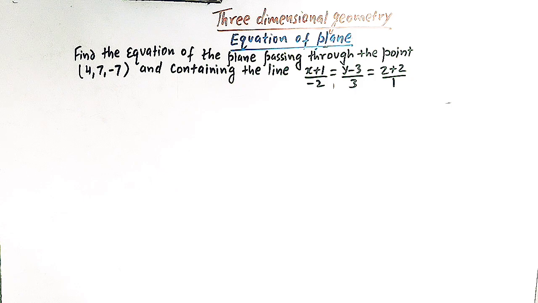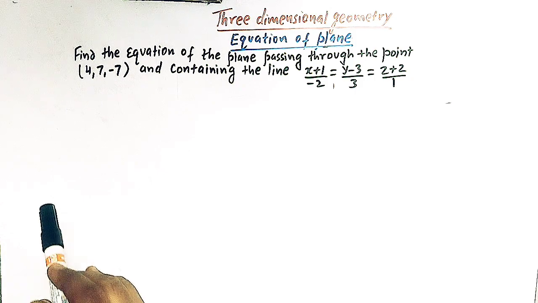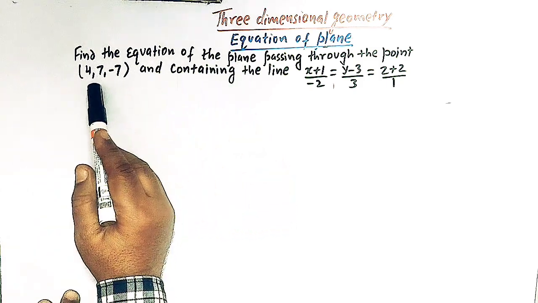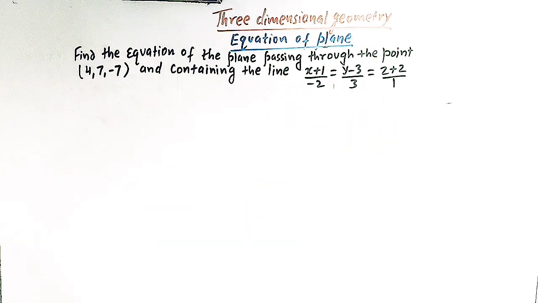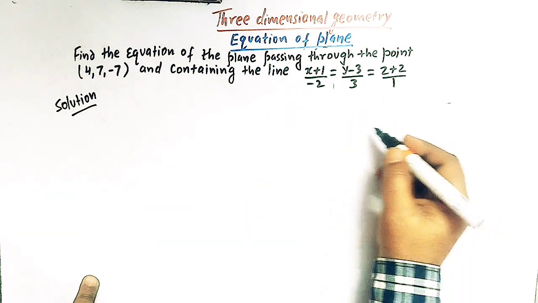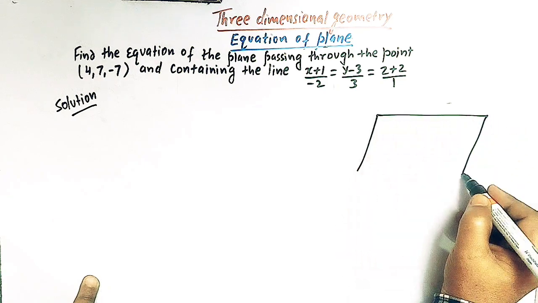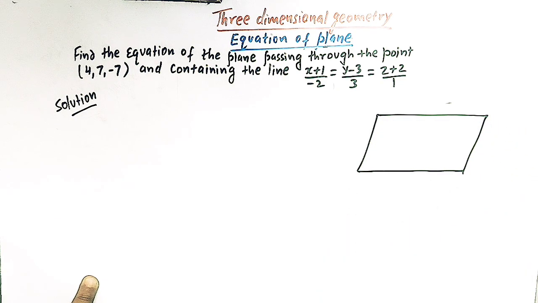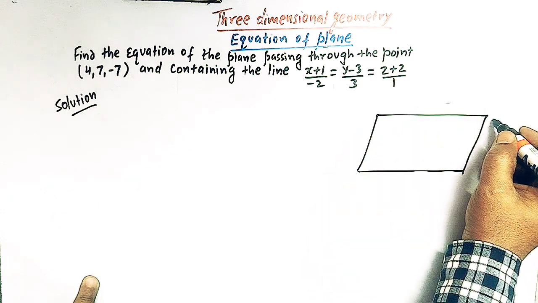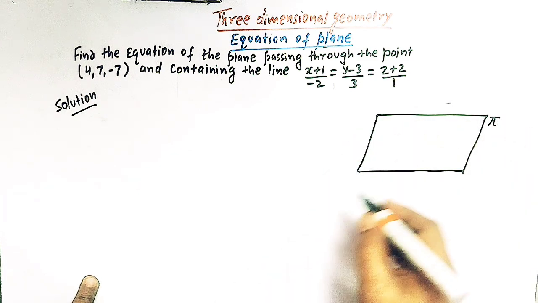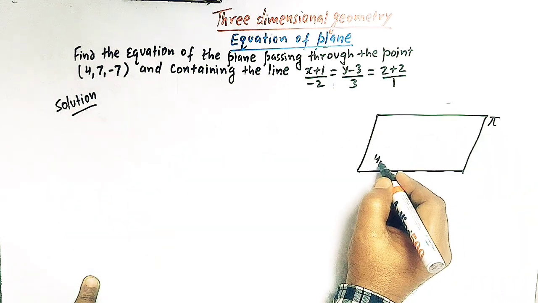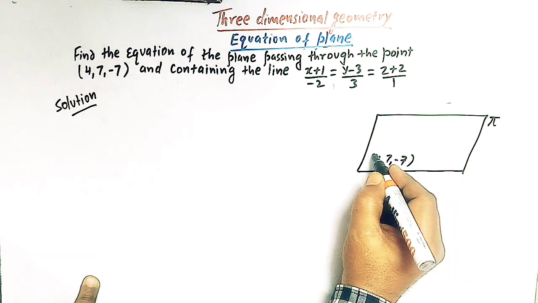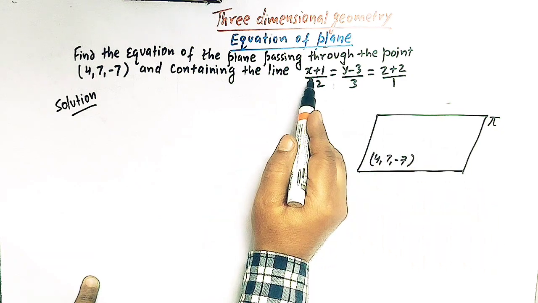So let us see how we can find out the equation of the plane where we are given two conditions, that is the plane passes through this point and the plane contains this line. So let us first draw a rough diagram. Suppose this is the plane whose equation is to be obtained. Now this plane may be denoted by the letter pi, and here this plane pi contains this point, that is 4 comma 7 comma minus 7, and this plane contains this line.